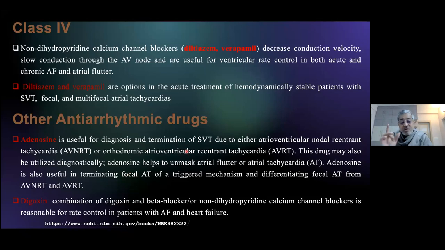When you have a narrow QRS tachycardia, what I told you earlier, you don't know what is happening, so give adenosine. The only disadvantage of adenosine is that you have to give it through a central vein, preferably here. Ask the patient to keep the hand raised and give a flush. 12 milligram you can give and it can just terminate the tachycardia.